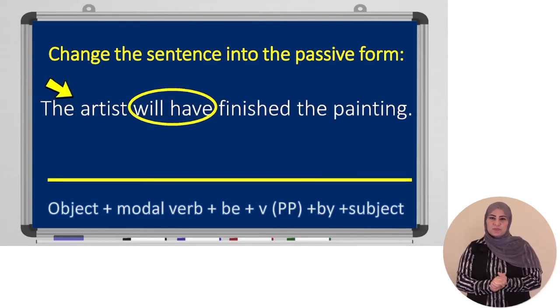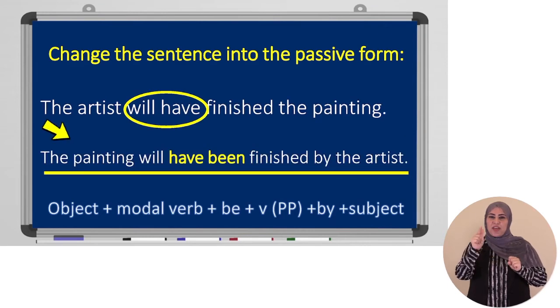The artist will have finished the painting. We start with what? With our object. Can you identify the object in the sentence? Yes, it's the painting. So it will be the painting will what? Will have, what follows have? Been. Will have been finished by the artist. Very simple. Simply fill in the equation using the appropriate items.